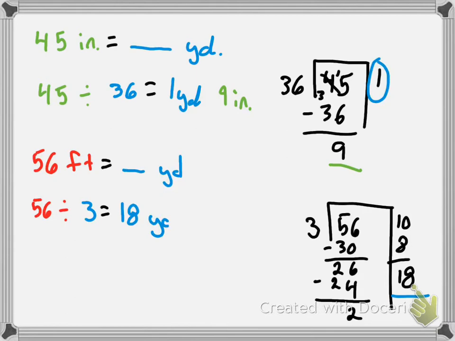But don't forget, we have that remainder. That 2 that's left over is what we started with, and we started with feet. So that remainder 2 is 2 feet. So the final answer is 18 yards and 2 feet left over.